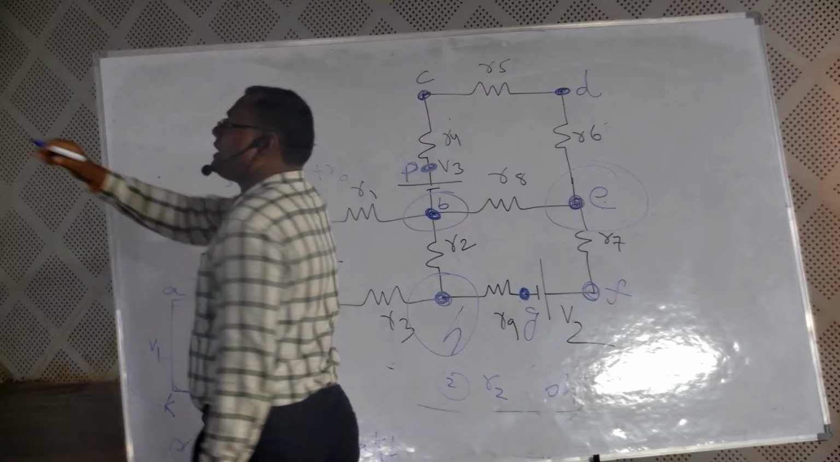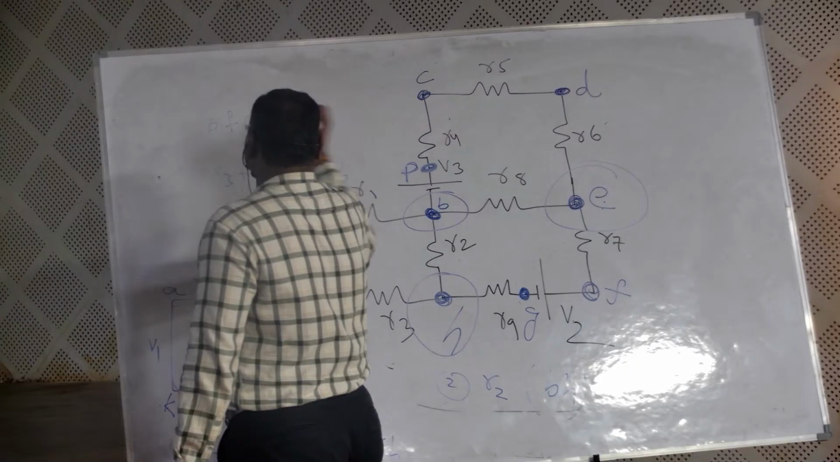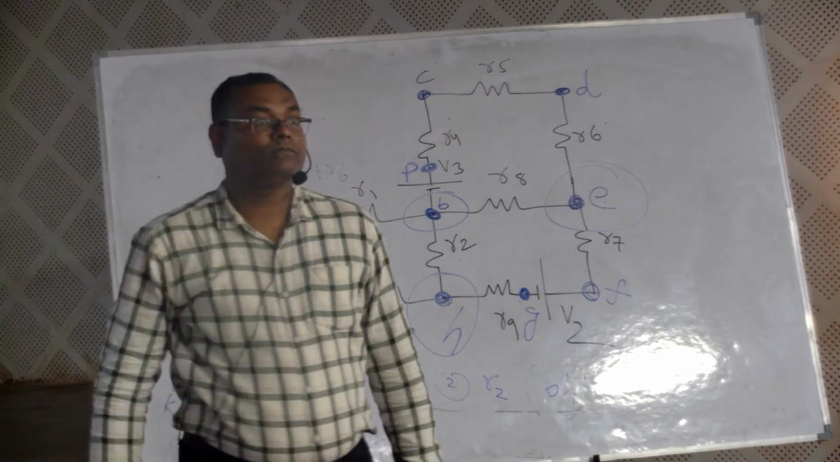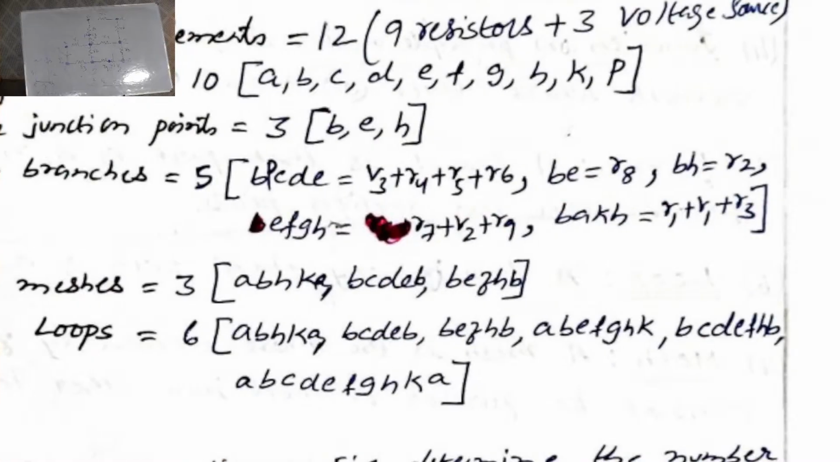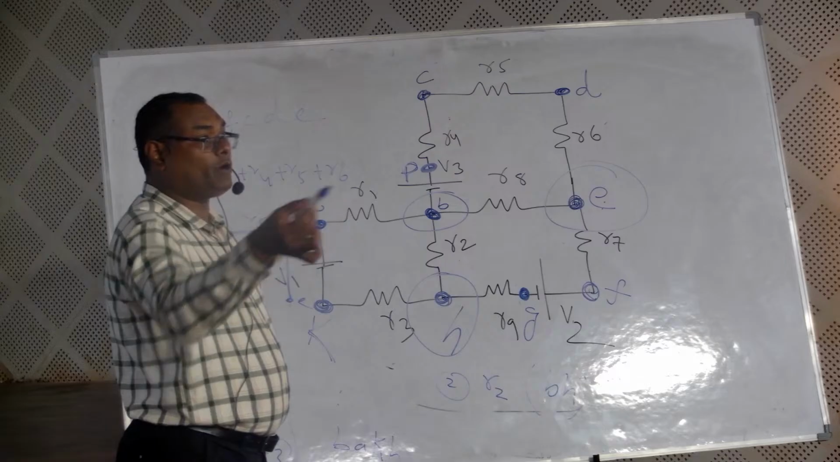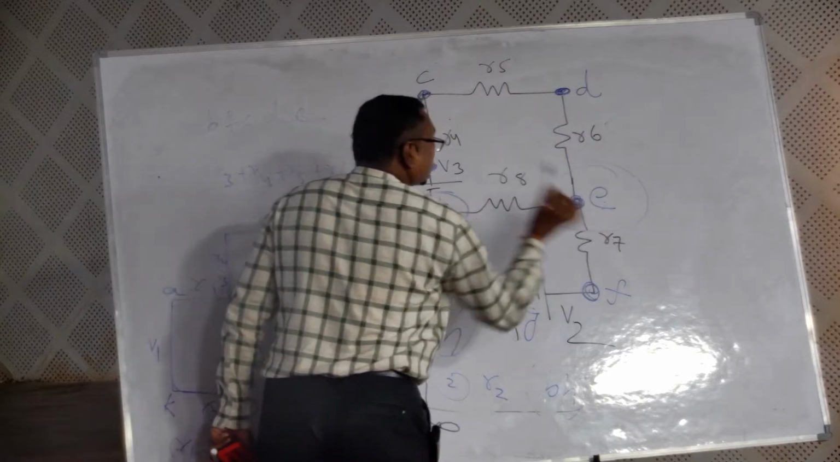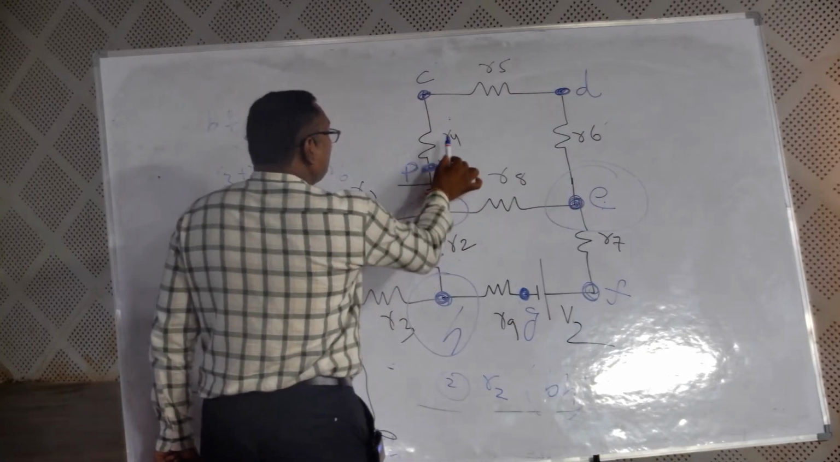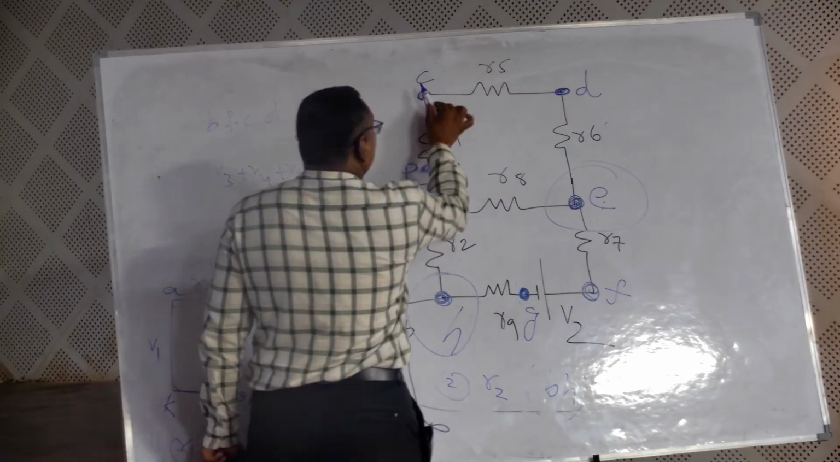What is the name given here in this diagram? BFCDE. The first one, check it out. Third one, please check it out. Once again, third branch. B and E are the junctions. Which lies between two junction points is called a branch. What are the elements present? V3, R4, R5, R6. The names are B, F, C, D, E.